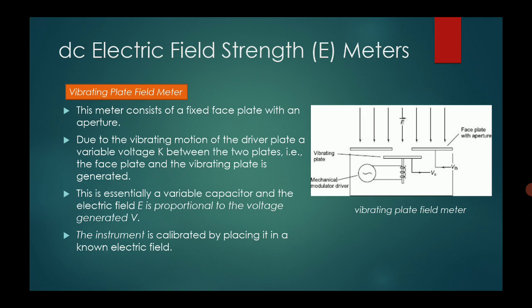Okay, so what we are doing is creating a vibration through the mechanical modular driver. You can see, this is essentially a variable capacitor, and the electric field is proportional to the voltage generated. Since we are creating a variable capacitor, depending on the electric field we'll get different capacitance, and from that we can measure the voltage. The instrument is calibrated by placing it in a known electric field.